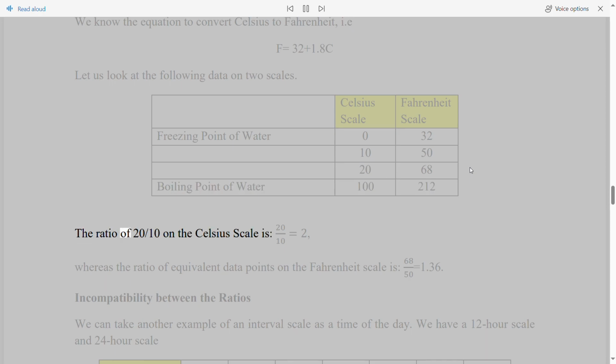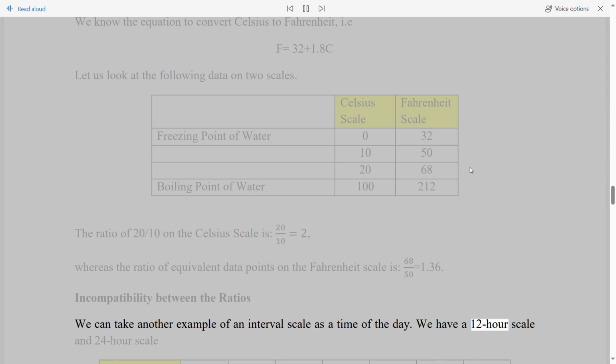The ratio of 20 to 10 on the Celsius scale is 20/10, which is equal to 2, whereas the ratio of equivalent data points on the Fahrenheit scale is 68/50, which is equal to 1.36. There is an incompatibility between the ratios. We can take another example of an interval scale, the time of the day.